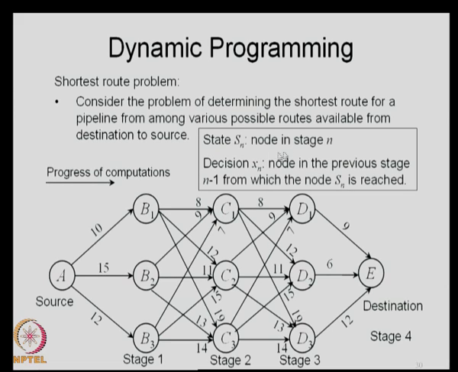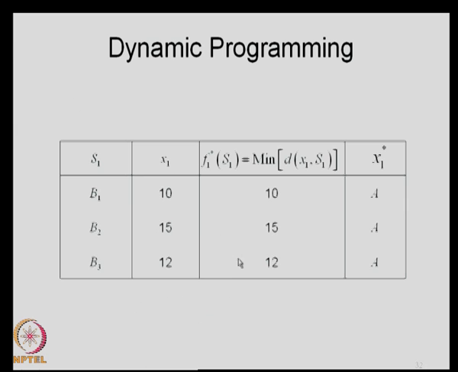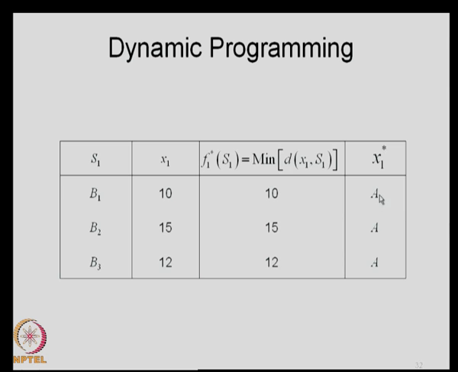So, the state we decide as the node in stage n, and the decision that we are making is the node in the previous stage n minus 1, from where you have reached this particular node. So, the state variable and the decision variable are decided. What is the state transformation? The state transformation is simply the decision itself, that is, you will define x n that defines the state during the previous time period. So, for example, in stage 1, you look at these and minimize this, and you are answering the question, if S1 is equal to B1, then my x 1 star is A.